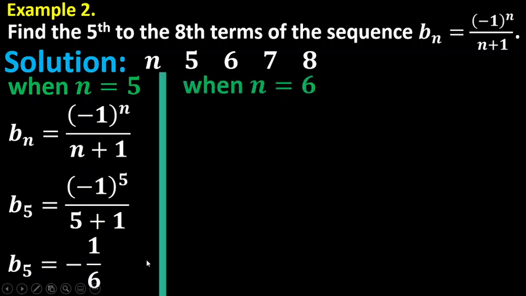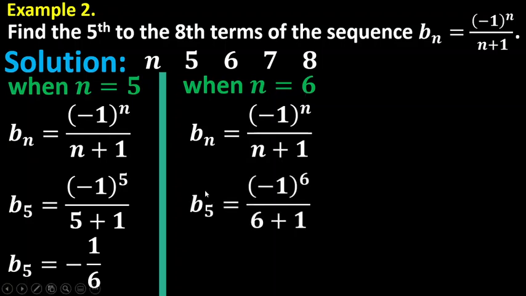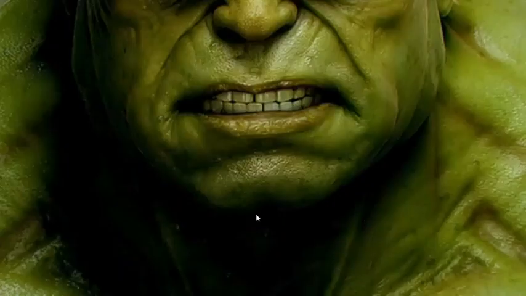Next, when n is equal to 6. When n is equal to 6, b sub n will become b sub 6. You just simply substitute the values of n with 6 kasi you are looking for the sixth term na. B sub 6. Ay, hindi ko napalitan. Palitan natin.